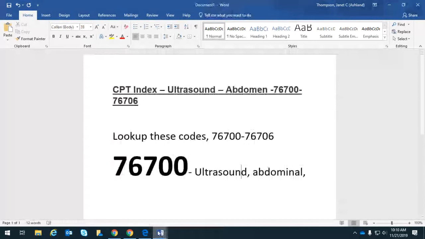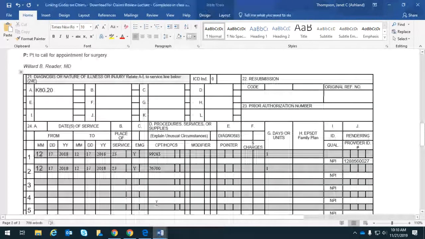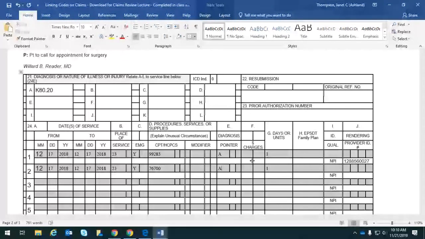All right, and that's our claim for that, at least our code linkage part. And I need to put my diagnosis pointer in there. So you always have to have something on E, right? Yes, you always have to have something on E. You can't have a procedure code that doesn't go to a diagnosis code. Absolutely. That's how it justifies the procedure.